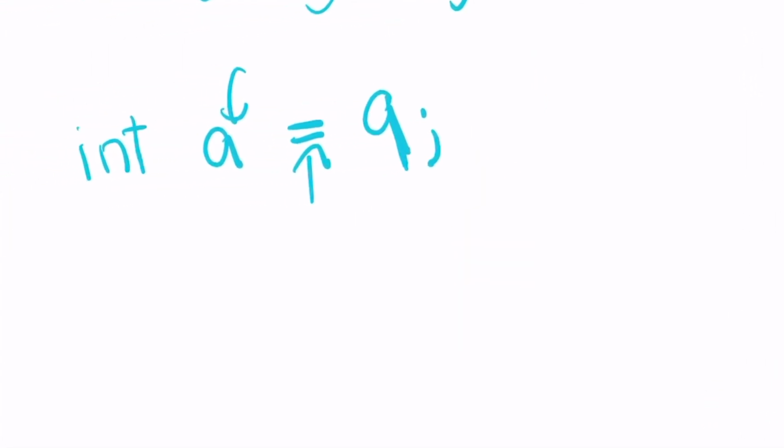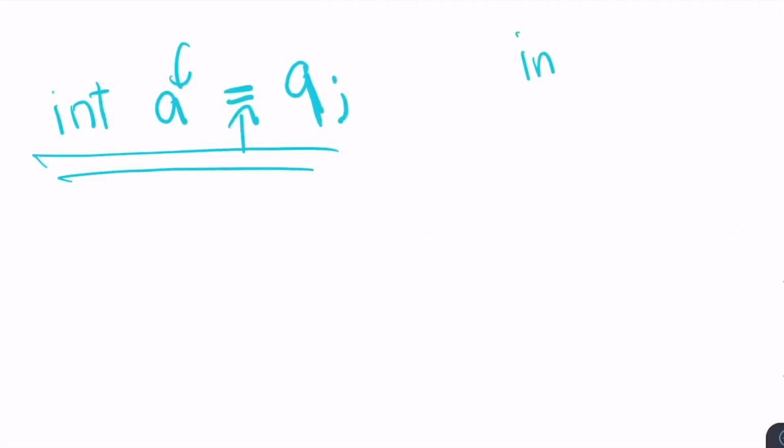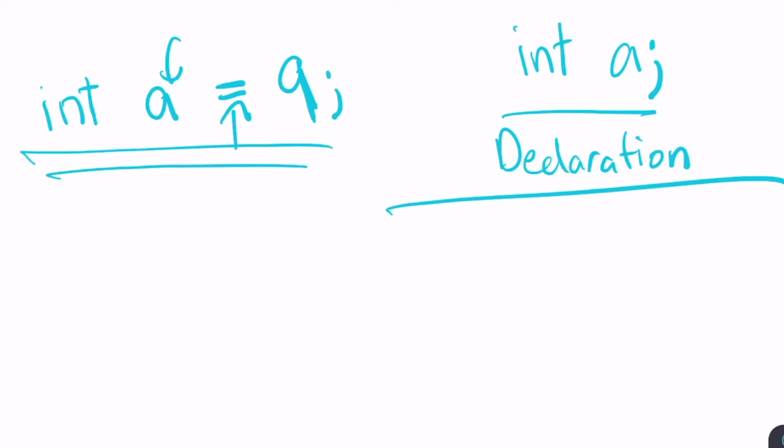Now let's talk more about this. So int a, when you write just int a and you don't write equals 9, this is known as declaration. Next, we have a = 9, for example. That is known as initialization.